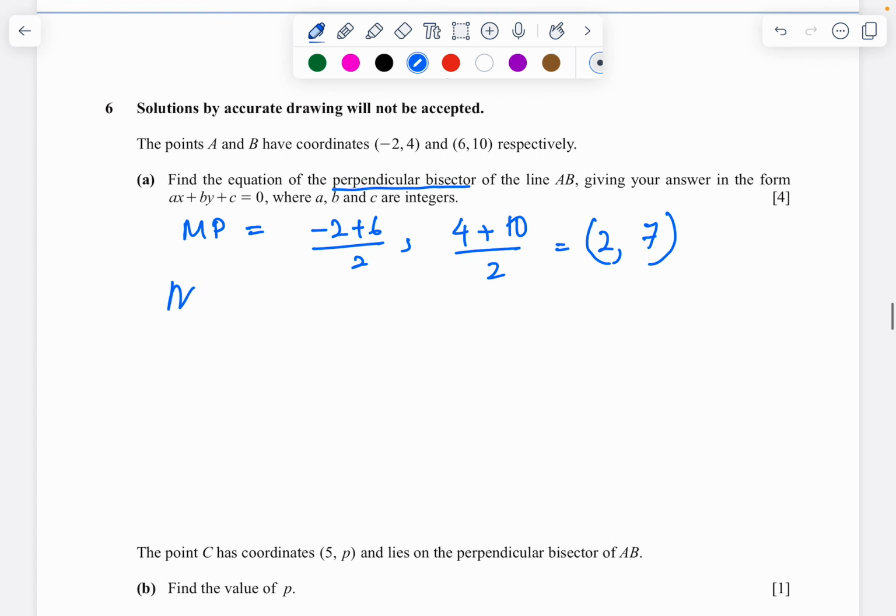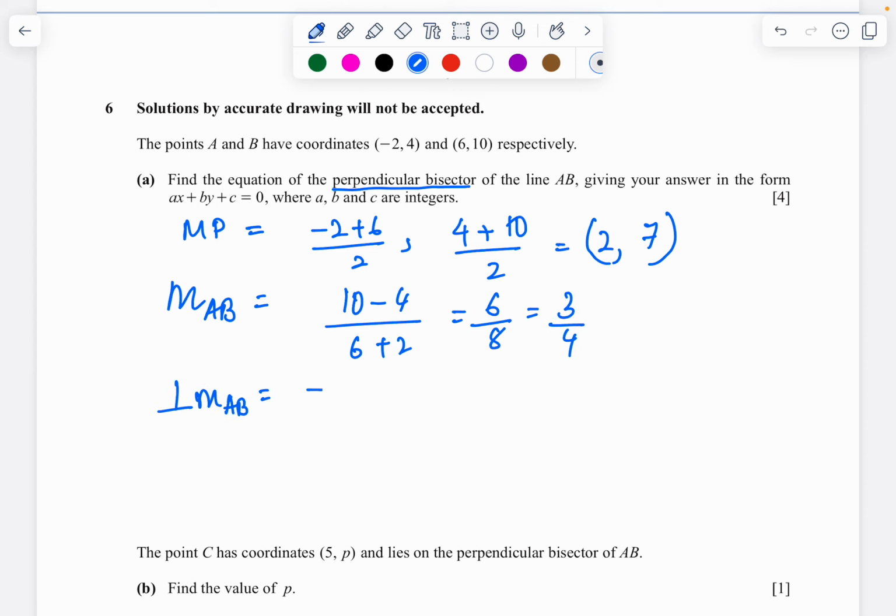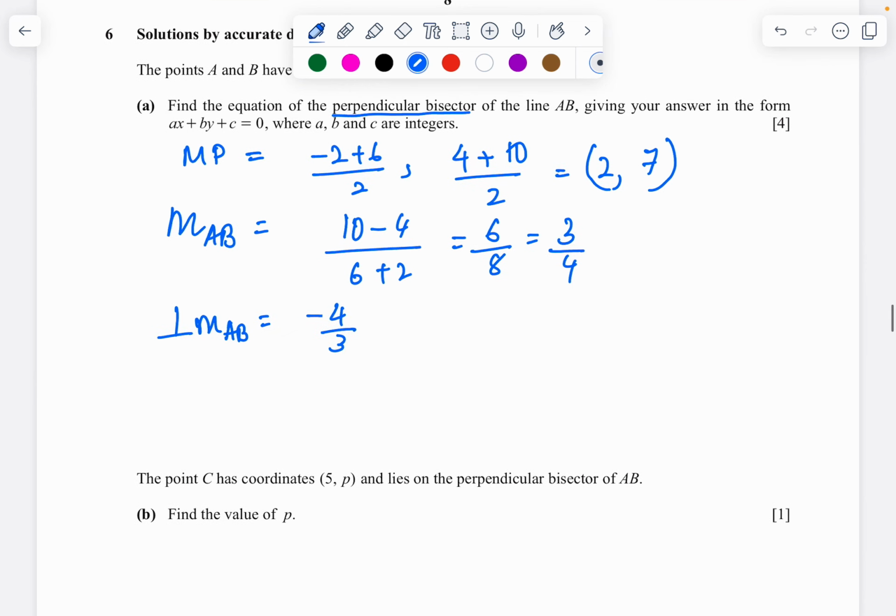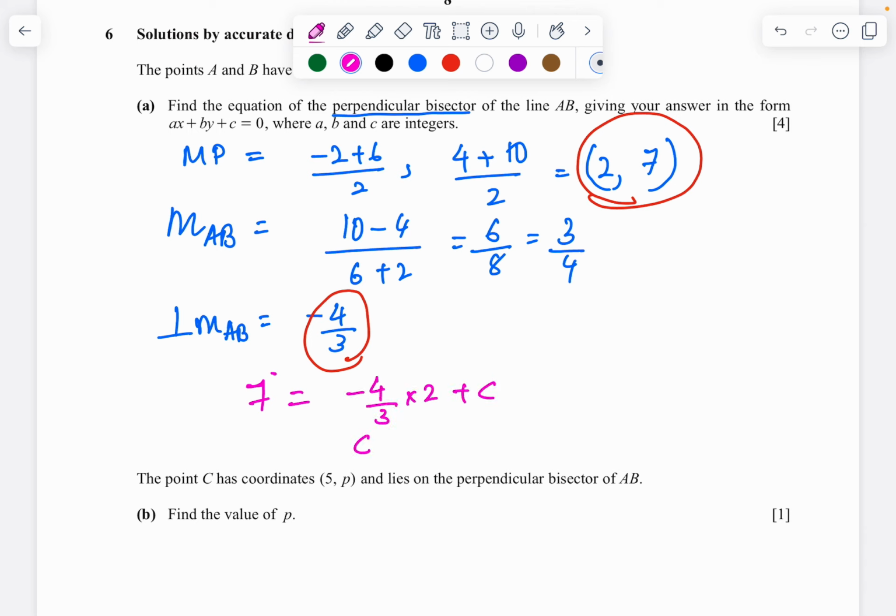Then I will find m of AB. m of AB is going to be 10 minus 4 over 6 plus 2, equal to 6 over 8, which is 3 over 4. So perpendicular m of AB is going to be negative 4 over 3. Now let us substitute the midpoint and the gradient into y equal to mx plus c. So y equal to negative 4 over 3 times 2 plus c. So here I will get c equal to 29 over 3.